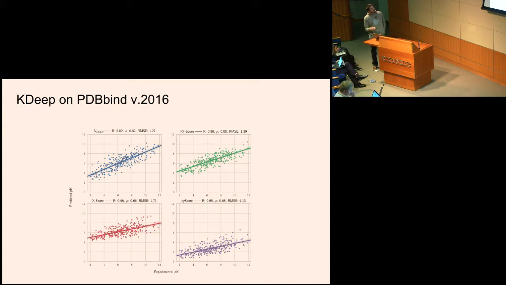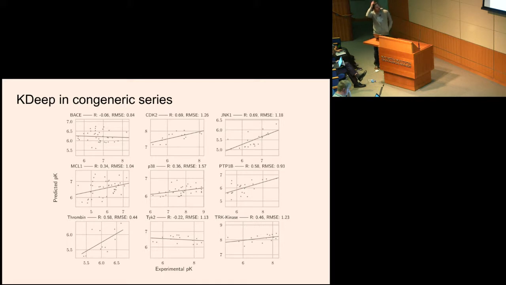And this is incidentally how they compare with the random forest, which is more or less the same, and compare definitely better with the X-score and size score. And we also try to apply to congeneric series.